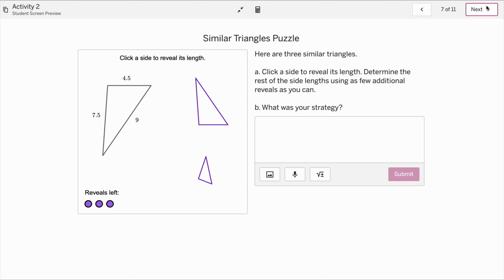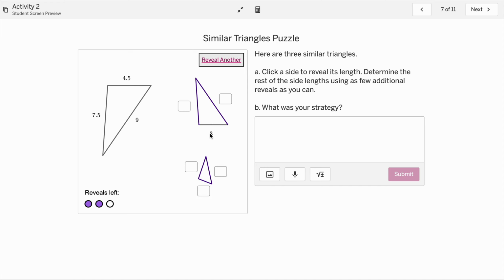So, similar triangle puzzles. Here are 3 similar triangles. Click a side to reveal its length. Determine the rest of the side lengths using as few additional reveals as you can. I am going to take a look at this before I reveal anything. I'm just going to pay attention that I see 4.5 is going to be half of 9. So, very easily I can find this side if I reveal this side.